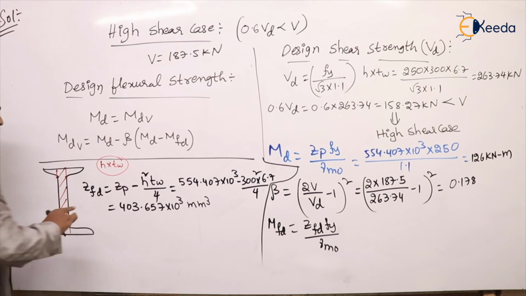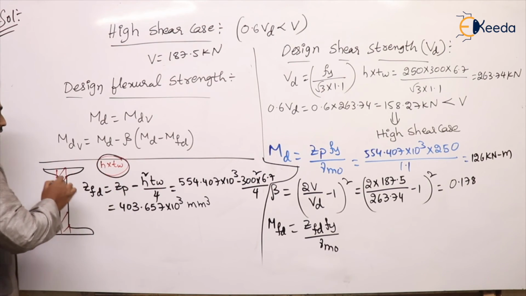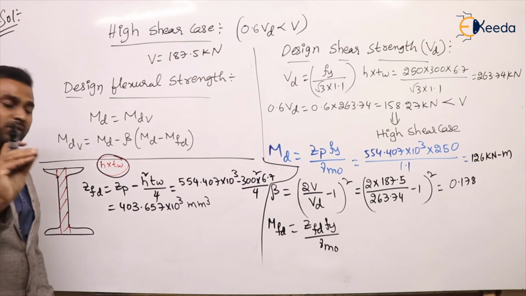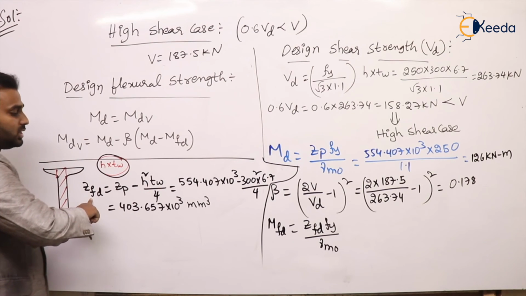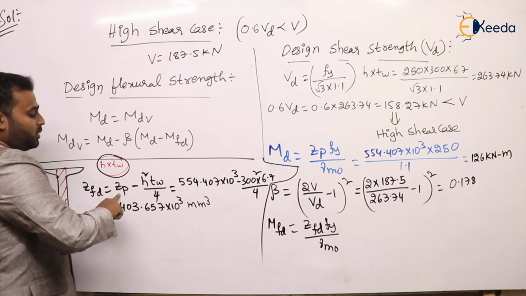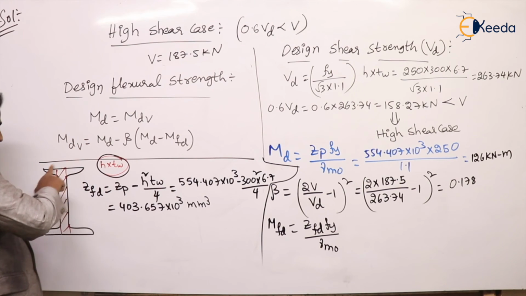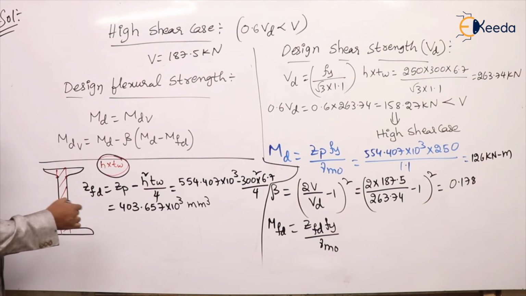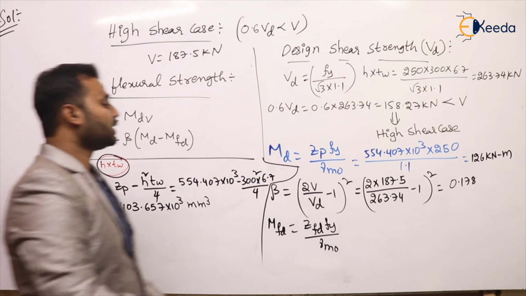So once again I repeat, ZFD is the plastic section modulus of the I section excluding shear area. Now this is the shear area. Basically the shear area is in the form of a rectangle. Now if you exclude the plastic section modulus of that rectangle, we'll get ZFD. So in this way we can calculate ZFD: ZP of the whole section, meaning plastic section modulus of the whole I section, minus plastic section modulus of the shaded region, that is the rectangle. This is the formula. Now substitute here.